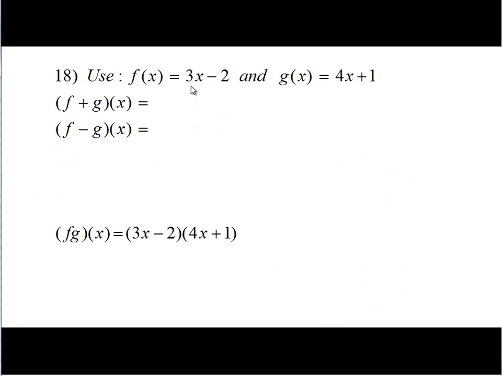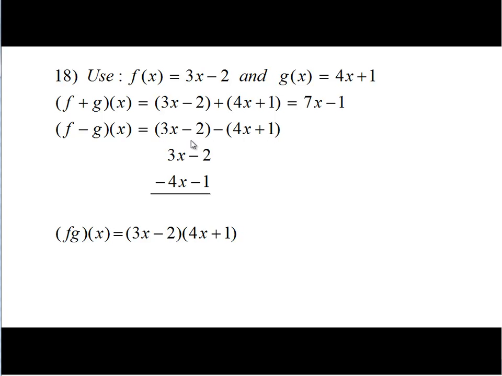Okay, 18: add together 3x minus 2 plus 4x plus 1. And you get 3 and 4 is 7x minus 1. Subtract the two functions. That's what this notation means: 3x minus 2 minus 4x plus 1. Now, subtraction I do vertically. I take my 3x minus 2 and on my minus 4 minus 1. Then when I line them up, I get negative x minus 3.